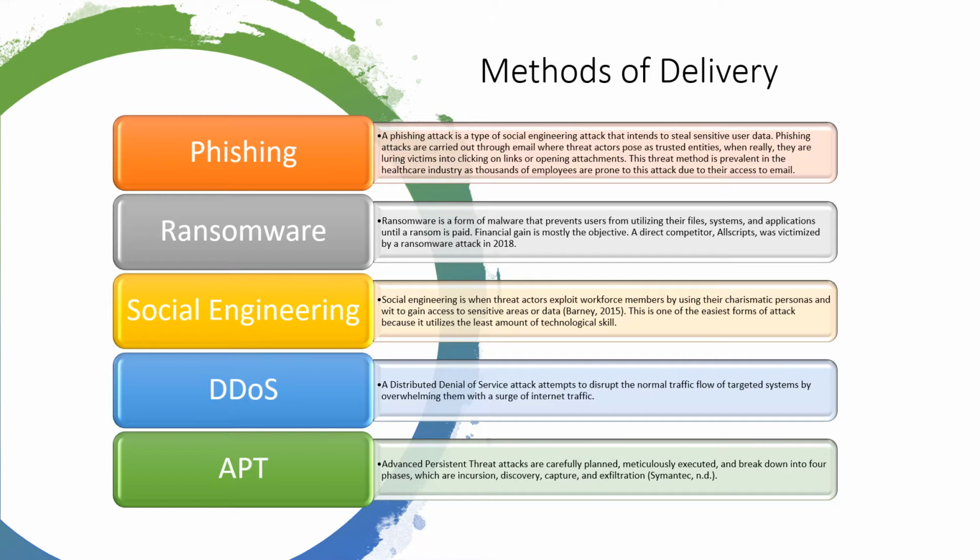A distributed denial of service attack attempts to disrupt the normal traffic flow of targeted systems by overwhelming them with a surge of internet traffic. Advanced persistent threat attacks are carefully planned, meticulously executed, and break down into 4 phases, which are incursion, discovery, capture, and exfiltration.